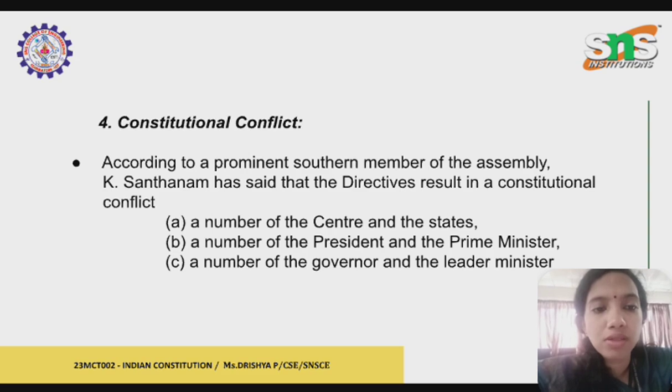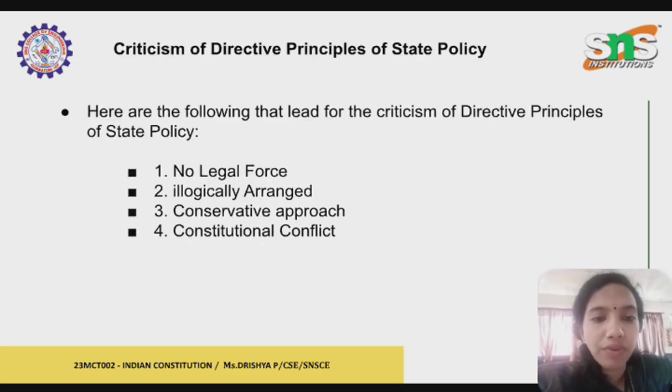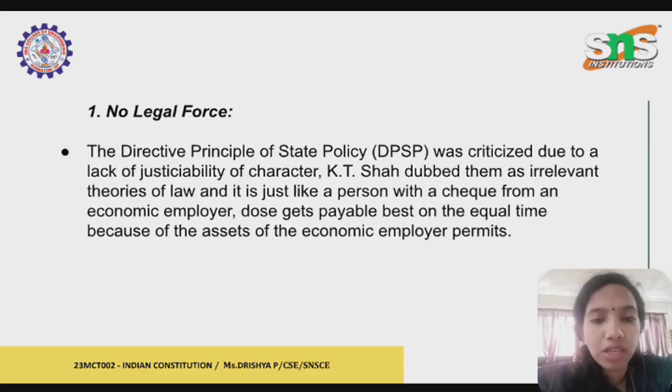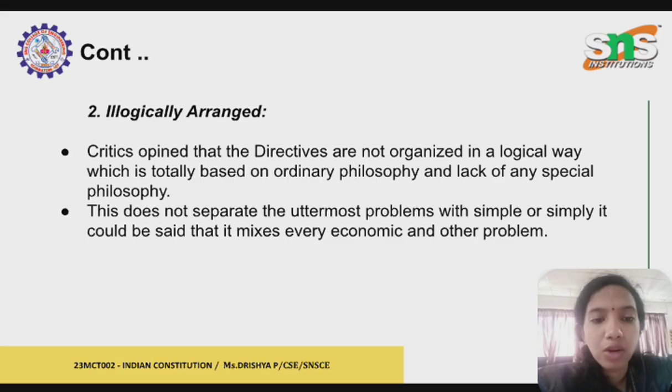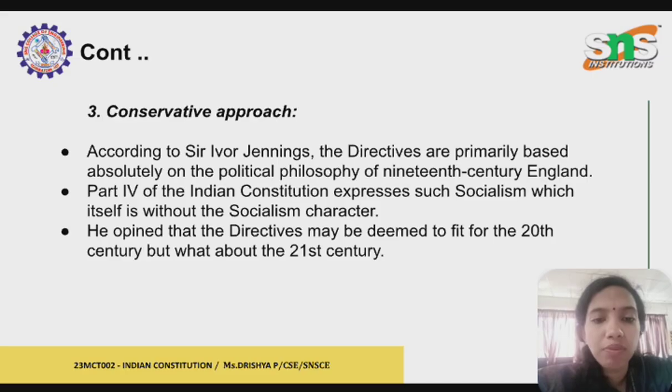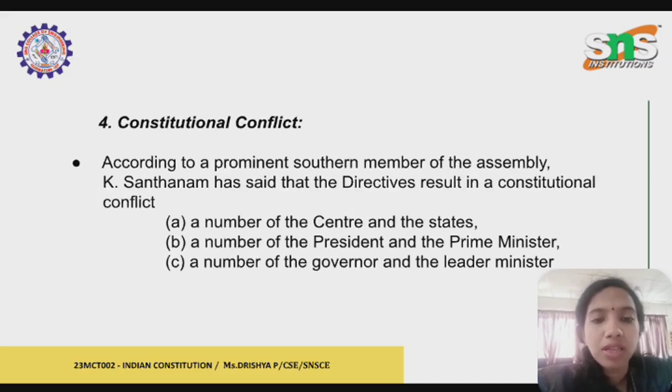So let us refresh all the points. The criticisms of directive principles of state policy are no legal force, illogically arranged, conservative approach, and constitutional conflict. We already discussed no legal force, where we need to know K. T. Shah's remark. In illogically arranged, it does not separate the utmost problems from the simple ones, or simply it mixes every economic and other problem. Then the conservative approach is related to socialism. Then in constitutional conflicts, there are three conflicts: Centre and the states, President and Prime Minister, and Governor and Chief Minister.